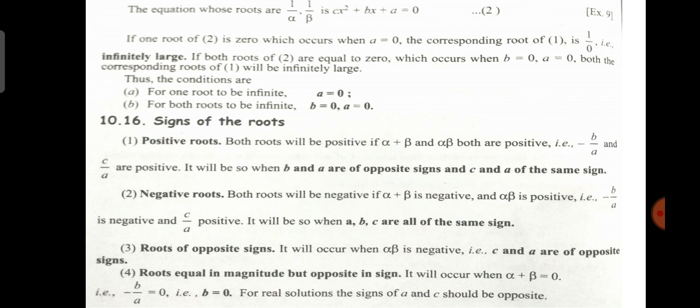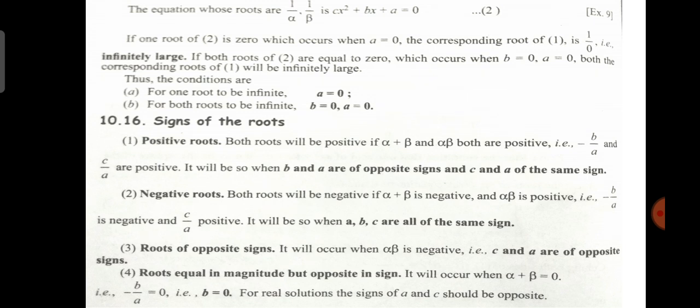Sign of the root: they are positive roots, negative roots, roots of opposite sign, and roots equal in magnitude but opposite in sign. It depends upon the sum and product of the roots. If the sum and product are positive, then it is positive roots. If the sum of the roots is negative and the product of the roots is positive, then a, b, c are all of the same sign.